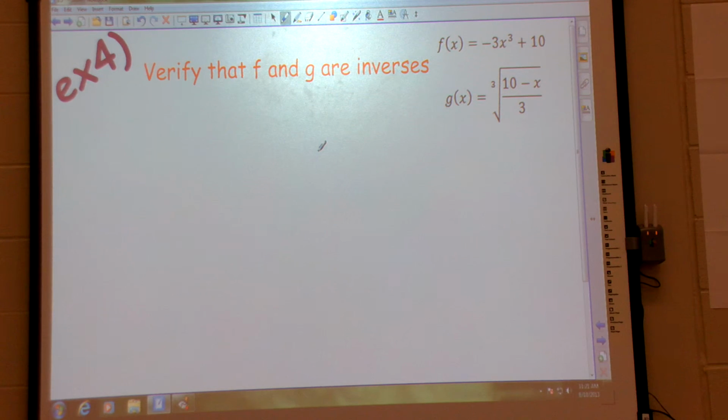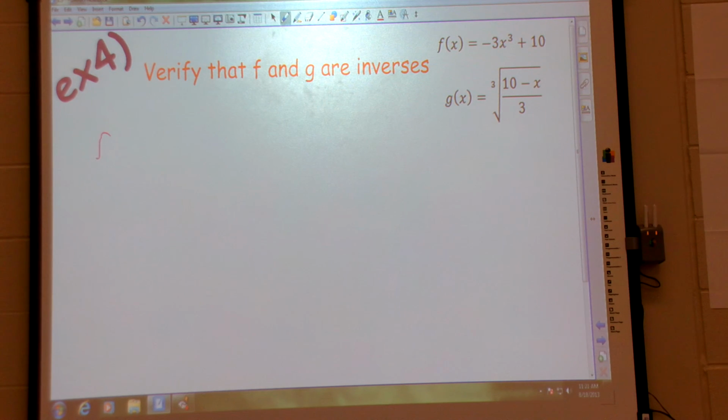Okay. So verify that f and g are inverses. So f of x is negative 3x cubed plus 10. G of x is the cube root of (10 minus x) over 3. Now, to verify this, we're going to find the compositions. It is not okay for you to take one of these functions, do some algebra, find the inverse and say, yeah, look, it matches. That's not verifying anything. Okay, we need to find the compositions.